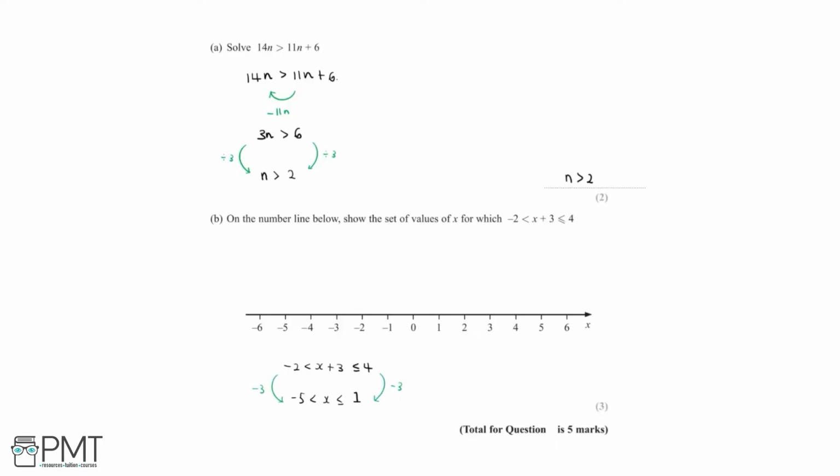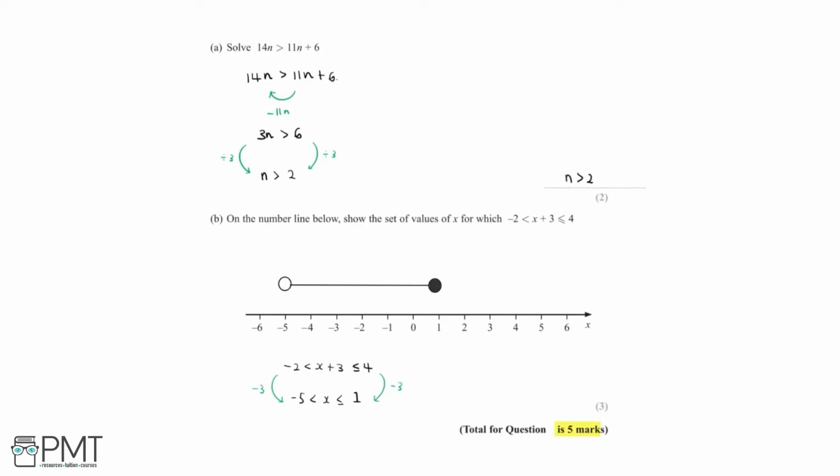Well, minus 5 is less than x, and so we'll have an empty circle. Now when we draw the line all the way to 1, x is less than or equal to 1, and so our circle at 1 would be coloured in. And so we've now correctly shown on our number line the set of values of x for which minus 2 is less than x plus 3 is less than or equal to 4.